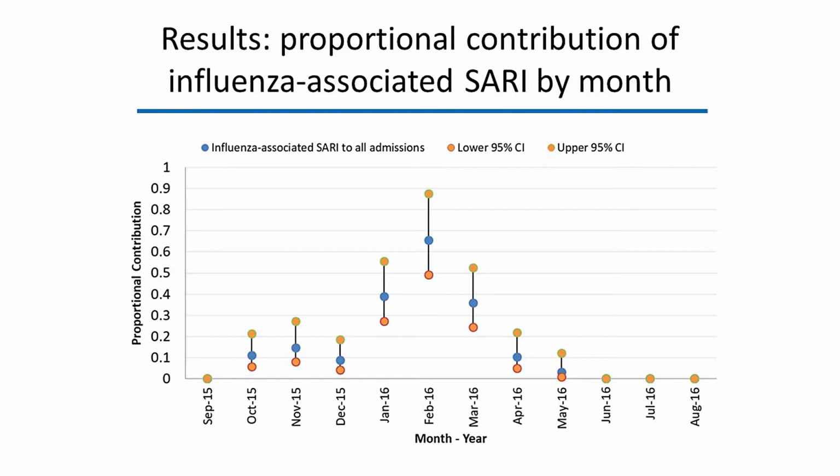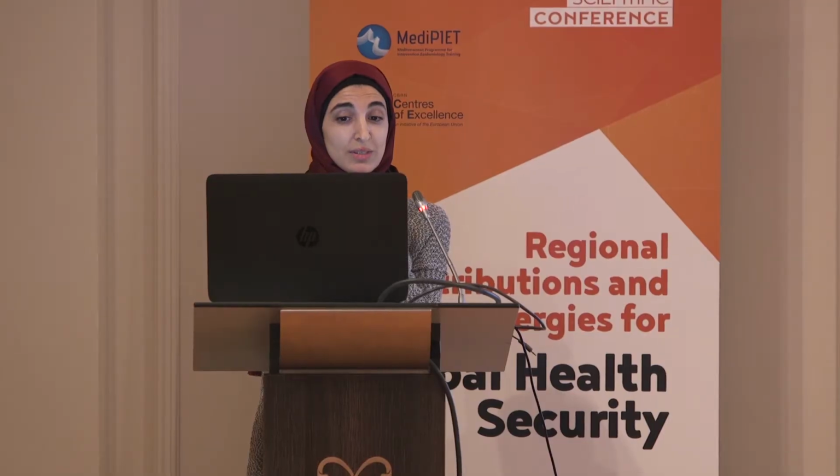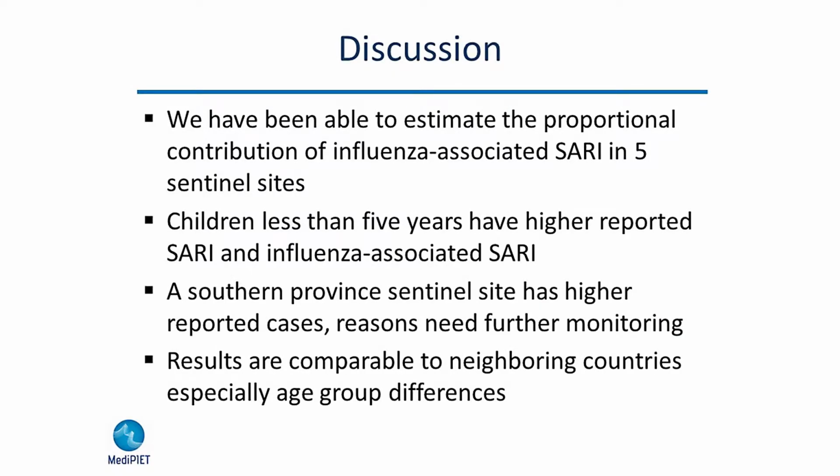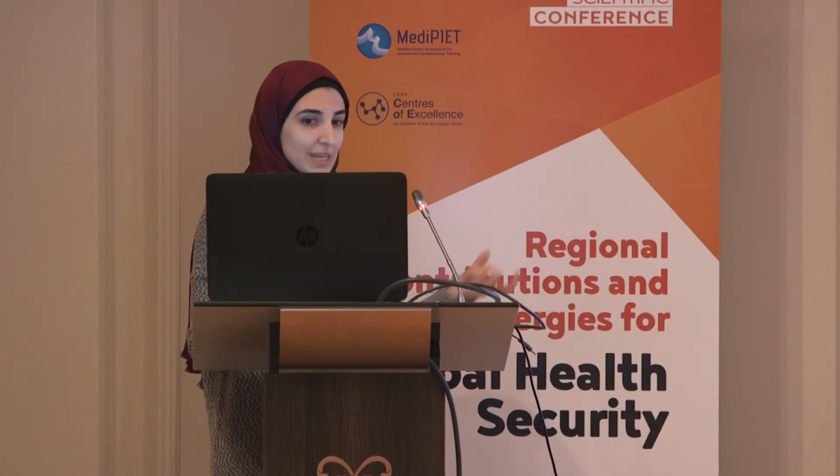To discuss our findings, we were able to estimate the proportional contribution of influenza-associated SARI in these 5 sentinel sites, and children less than 5 years of age had the highest reported SARI and influenza-associated SARI. A southern province sentinel site has higher reported cases, and these reasons need to be further monitored. Searching the literature, we have comparable results to our neighboring countries, especially when it comes to age group differences.